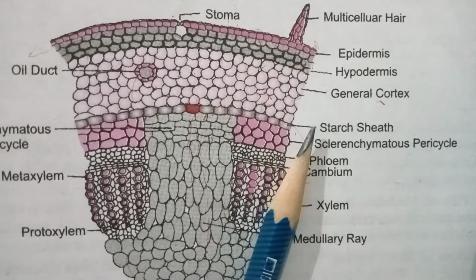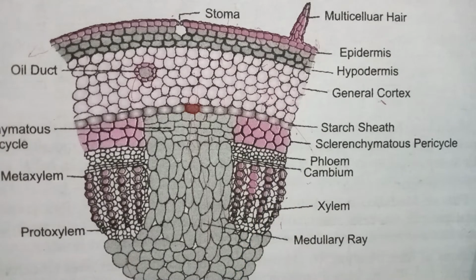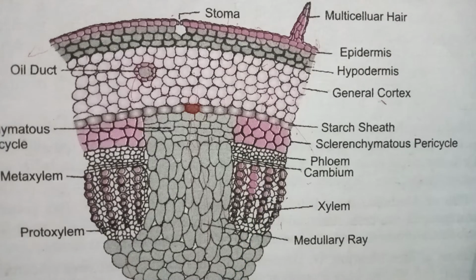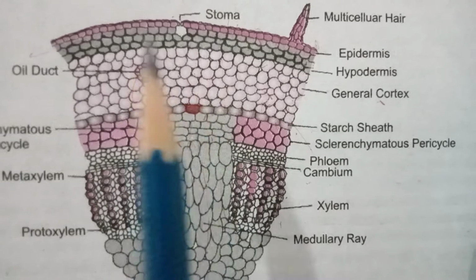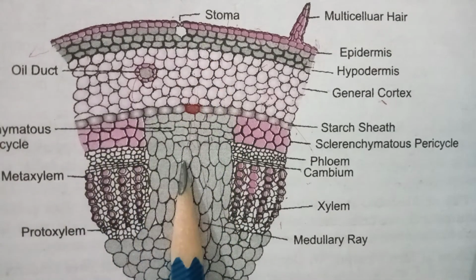Now these epidermal cells are normally parenchymatous. So definitely they will help in storage of food, and they will also provide protection against pathogenic activity. They will not allow the pathogens to enter into the internal tissues.